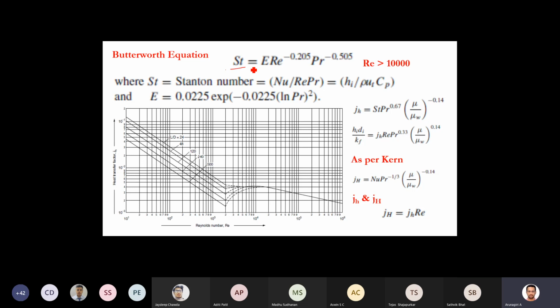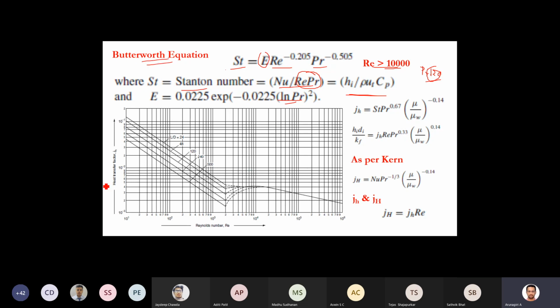One is in terms of Stanton number, Reynolds number, and Prandtl number. Normally, this equation is used for Reynolds number greater than 10,000. Okay, so your Stanton number is nothing but the Nusselt number divided by the Peclet number. Prandtl number into Reynolds number is the Peclet number. Okay, Nusselt by Peclet number is called the Stanton number. That is h by rho u Cp. The constant E is again expressed in terms of Prandtl number. This equation is proposed by Butterworth.